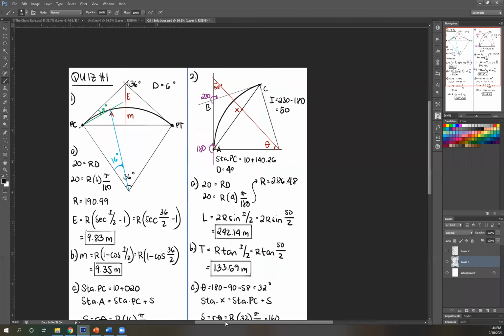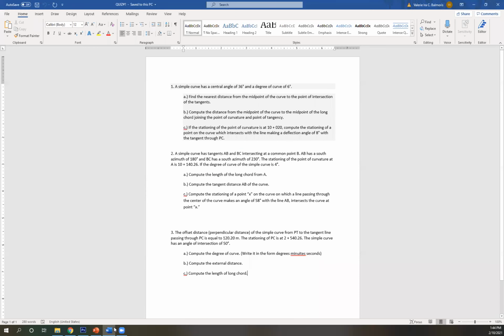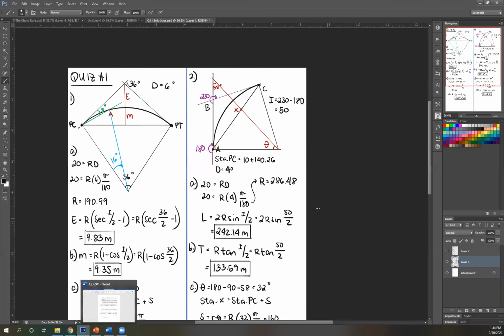So again, first step, try to draw what's happening. So let's start sentence by sentence. Simple curve tangent AB, BC intersecting at B. Then AB has a south azimuth of 180. That means south azimuth of 180, you're going to start at the south line and rotate clockwise by the amount of degrees. So rotating clockwise, this is 180. So therefore, that is your line AB. Hence here, south line, rotate 180 clockwise. So this line happens to be a vertical line, AB.